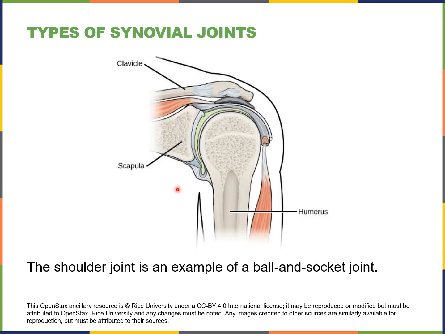And then we have the shoulder joint, which is a good example of a ball and socket joint. Another example would be your hip. So you can see here the clavicle, which is that really delicate bone up on top of your chest, connecting your pectoral girdle, the scapula here, connecting to your large arm bone, the humerus. So this is like a ball and socket.